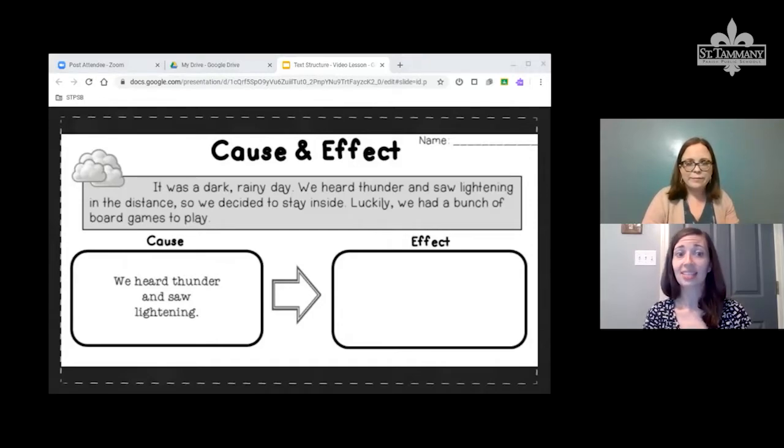So because they heard thunder and saw lightning, because they did that, they decided to stay inside. So what happened? They stayed inside. Why did it happen? Because they saw lightning and they heard thunder. Awesome job, guys. Let's get to our last text structure, our fifth structure.